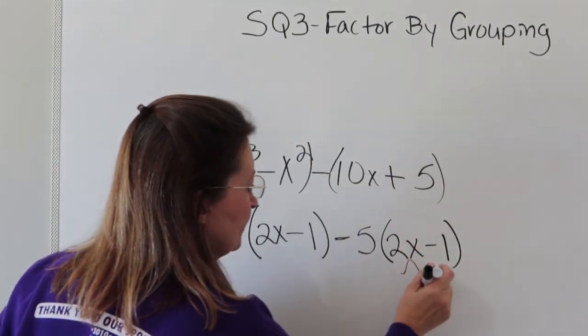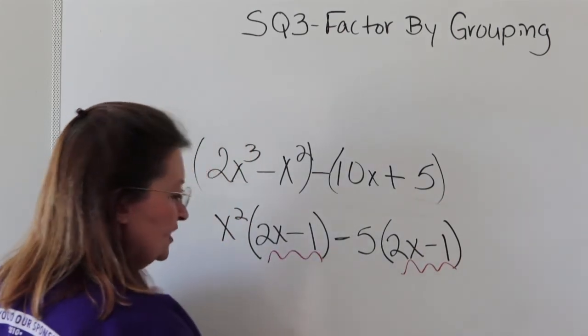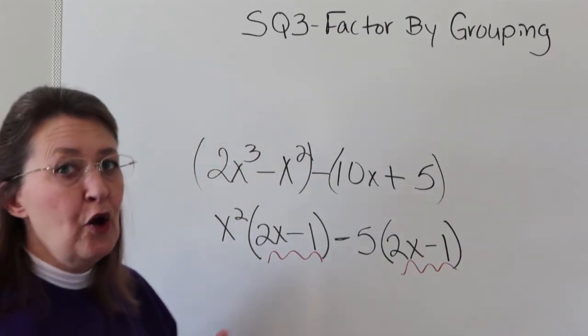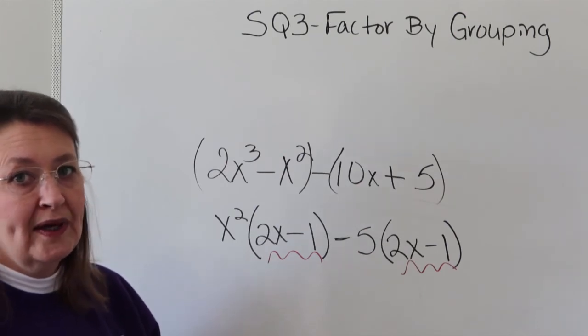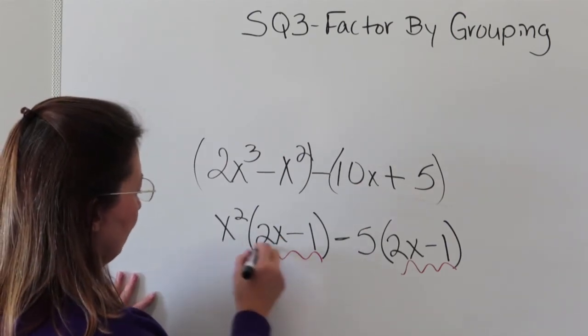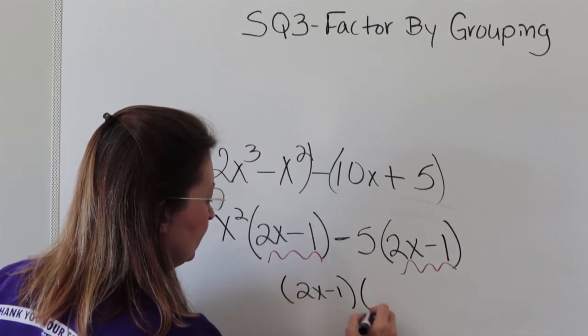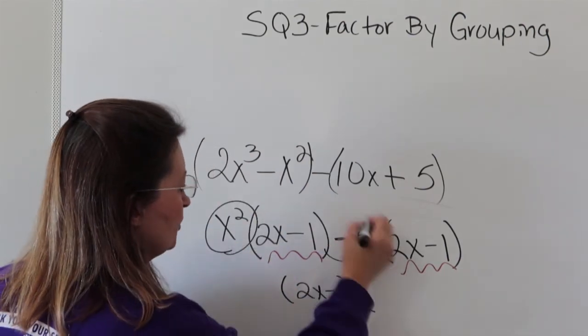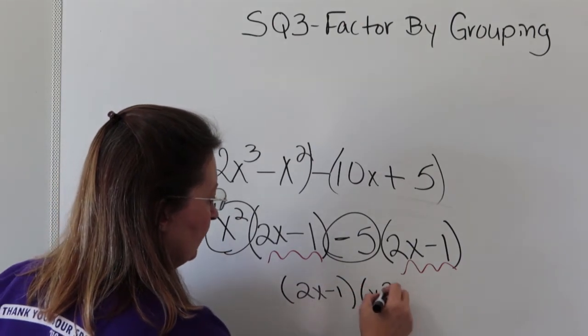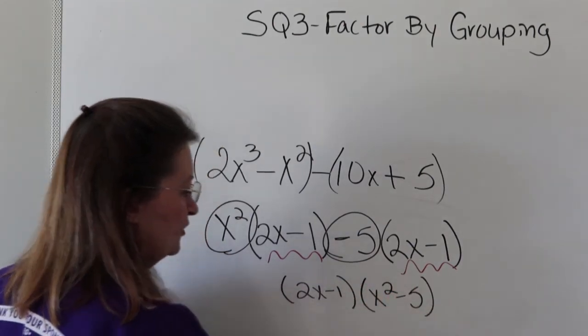Notice, once again, my two sets of parentheses match. If they don't match, go back. You messed up. And now my final answer is going to be the set of parentheses, 2x minus 1, times these two numbers that are left over here, x squared minus 5.